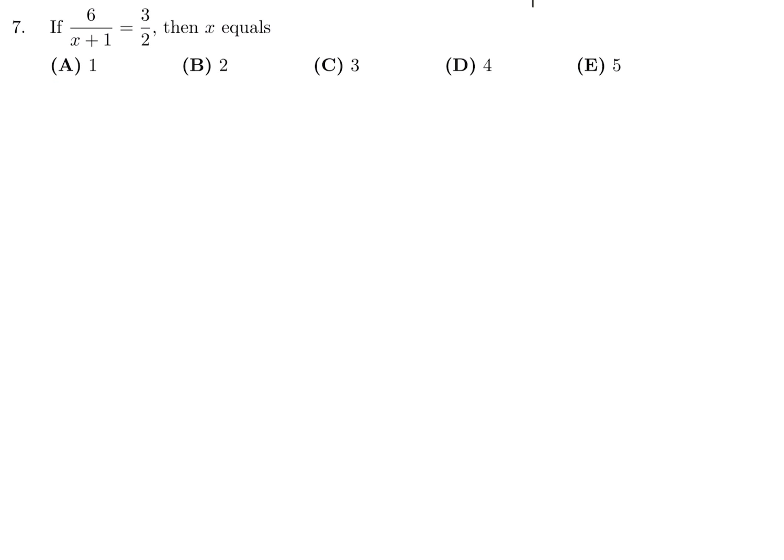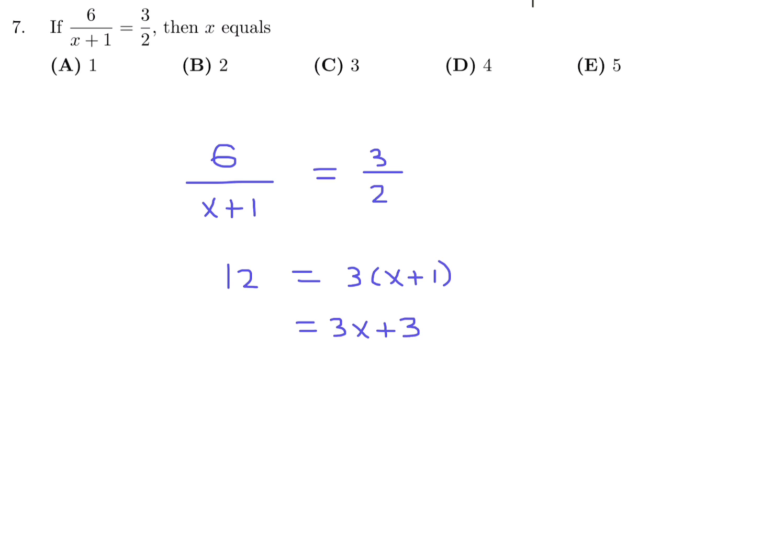If 6 over x plus 1 is equal to 3 over 2, x is equal to. 6 over x plus 1 is equal to 3 over 2. Cross multiply. 6 times 2 is 12. Then 3 times x plus 1. So this gives me 3x plus 3 is equal to 12. 9 is equal to 3x, and therefore x is equal to 9 divided by 3, which is 3. So number 7, the answer is C.